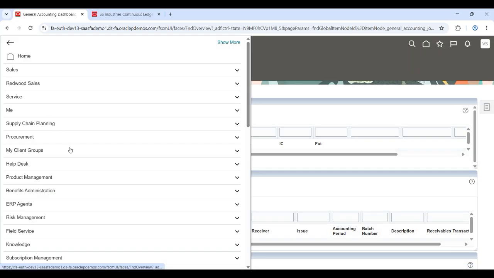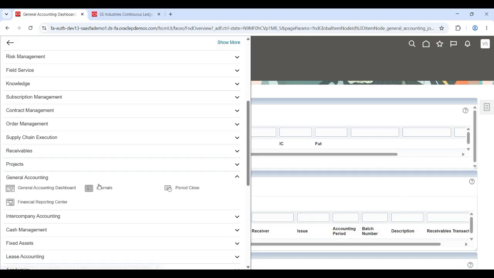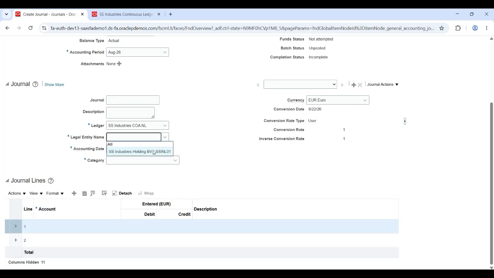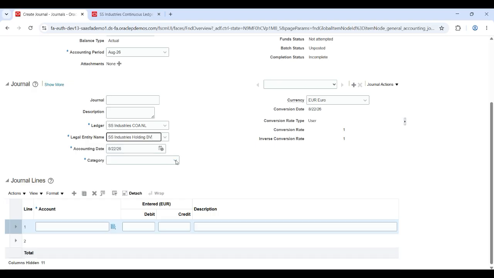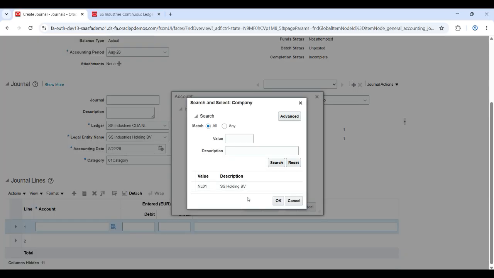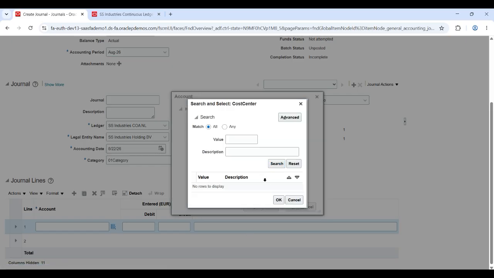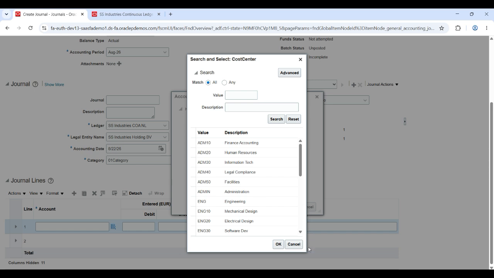I am navigating to the Create Journal module, and I will be displaying the configuration details in the general ledger. The created ledger, legal entity name, accounting date, and the category are selected. The first one is the company details that have been created. The next one is the cost center. The created cost centers are searched. All the cost centers and their details are displayed.